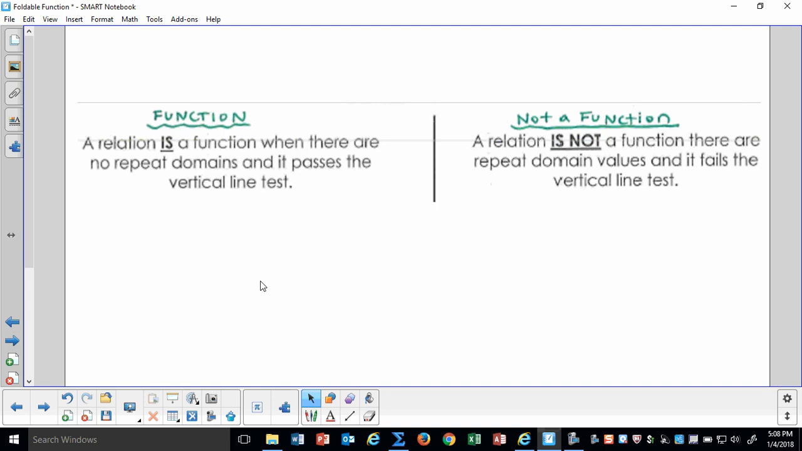A relation is a function when there are no repeat domains and it passes the vertical line test. A relation is not a function when there are repeat domains and it fails the vertical line test.